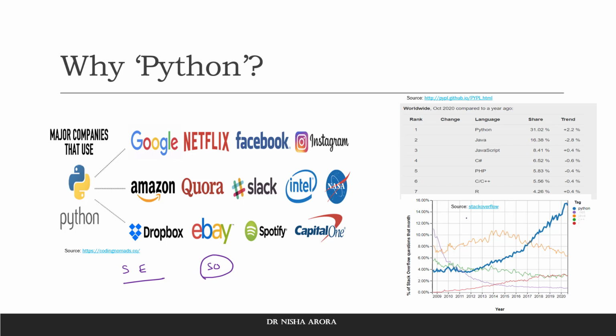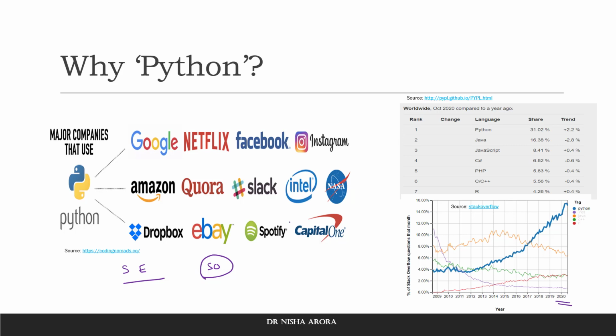So if you look at the survey of Stack Overflow, and this is the survey from 2009 to 2020, and you see different languages we have compared: Python, .NET, Java, C++ and R, and this blue line is for Python. So the trend is increasing. On the y-axis, what they have measured is percentage of Stack Overflow questions on this particular topic. So most users are now asking questions related to Python. It means everybody is using Python actively around the globe.